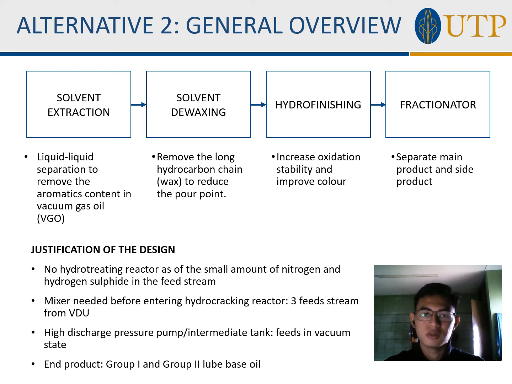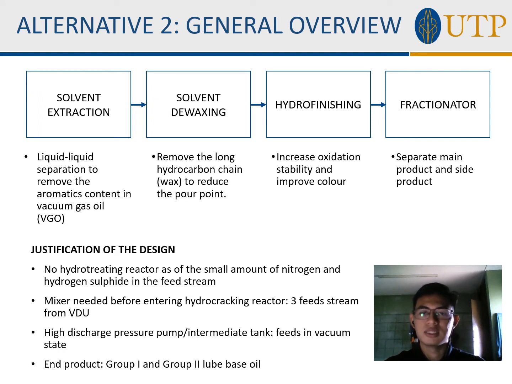Next, solvent dewaxing. Solvent dewaxing is used to remove the long hydrocarbon chains to reduce the pour point. Raffinate from the previous solvent extraction process is then mixed with solvents such as methyl ethyl ketone and toluene to dilute the raffinate in the solvent dewaxing process. Next is hydrofinishing. The purpose of hydrofinishing is to increase the oxidation stability and improve color, as mentioned in alternative 1.